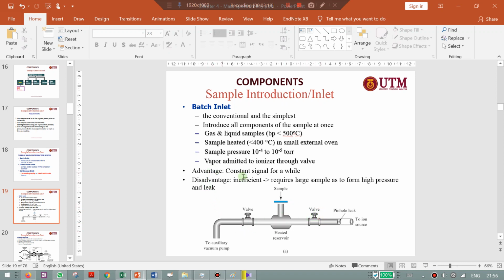Alright, the advantage, you will get a constant signal for a while. The disadvantage, again, it requires a large sample to form high pressure and leak. Without that, it cannot reach the ion source efficiently. That's why I said the batch inlet is not very efficient for mixture compounds unless the sample is huge and the amount of that particular analyte is also a lot. Otherwise, it's not efficient. Alright.